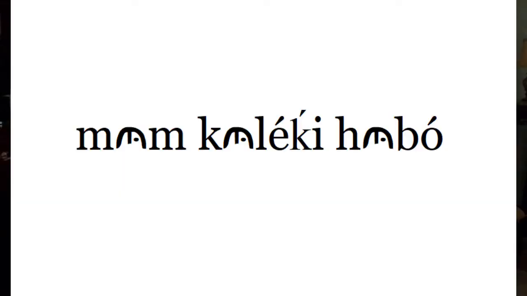The K is the special glottalized K, but if it's at the end of the word, you can't always hear the difference. So repeat the word for Lily's basket, lilik lolo. Or you could say liliki lolo. How would you say the woman's house? Mun kaleki hebo. Repeat, mun kaleki hebo.